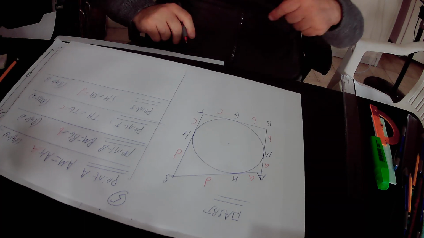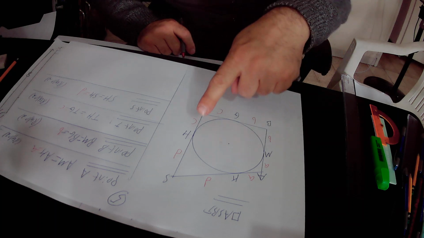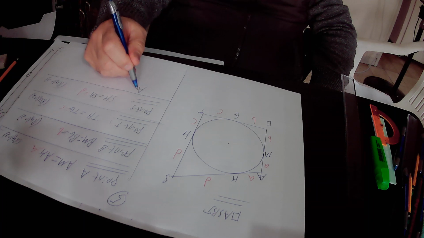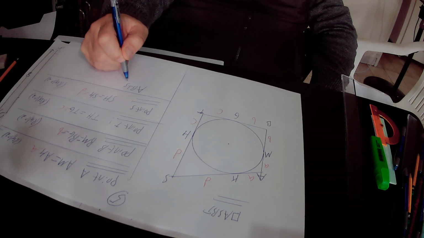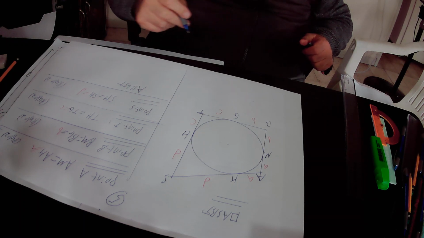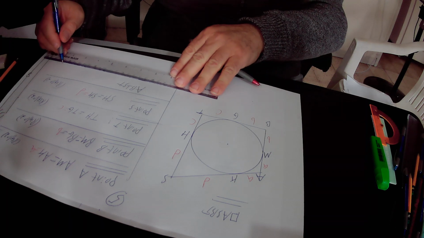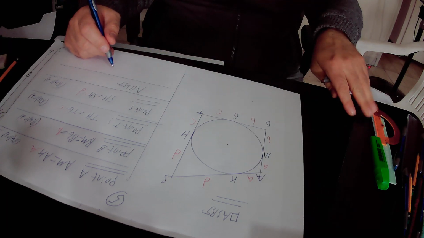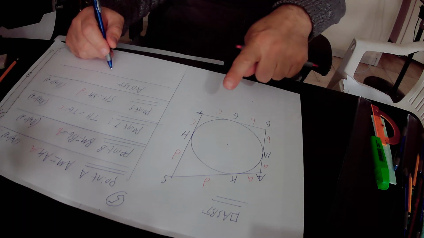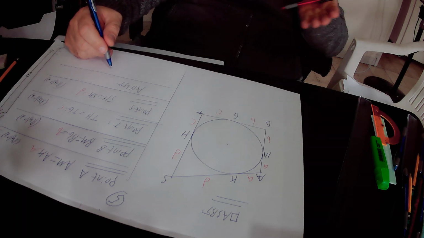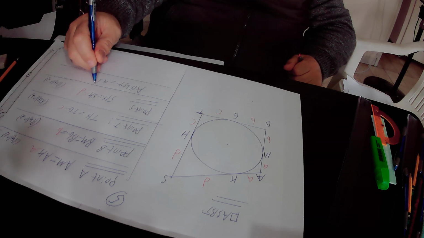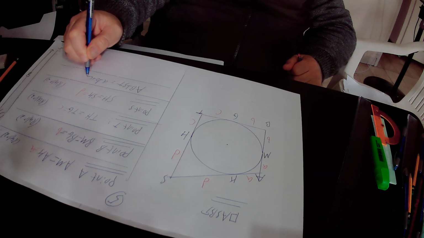In the next step, we will add side AB to side ST. What is the value of AB plus ST? AB equals A plus B and ST equals C plus D. Therefore, in total, AB plus ST equals A plus B plus C plus D.